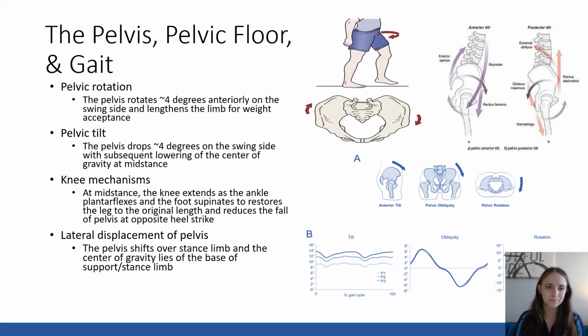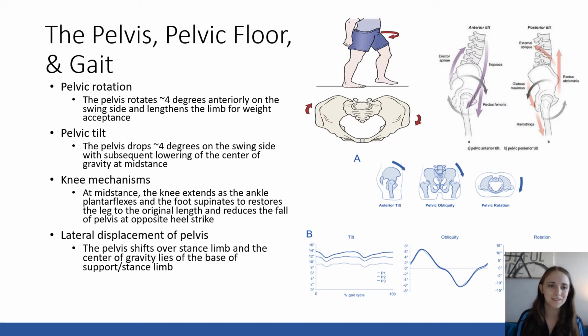With the pelvic tilt, that's where we get the activation or inactivity of the pelvic floor muscles. So that's important. And then our knee is important here as well, because our knee works with our ankles. So the knee extends as the ankle plantar flexes and the foot supinates to restore the leg to original length, to reduce the fall of the pelvis at opposite heel strike. So if we're not getting knee extension, we're not getting ankle plantar flexion, and it's just going down the kinetic chain, and it can actually lead to pelvic floor dysfunction.